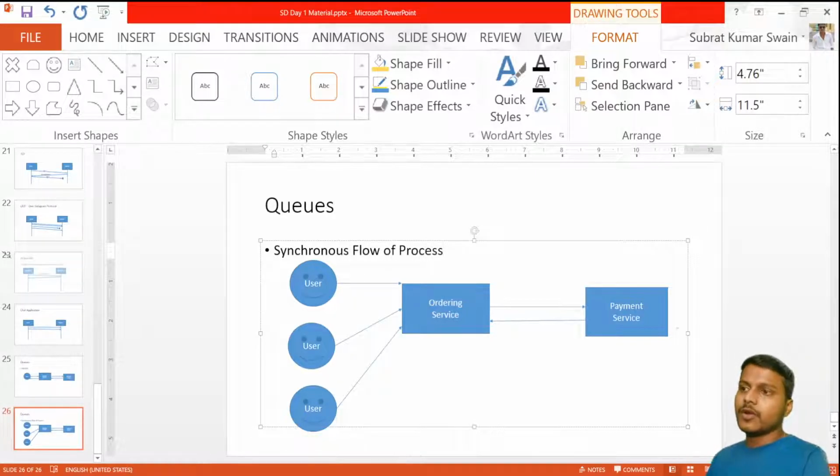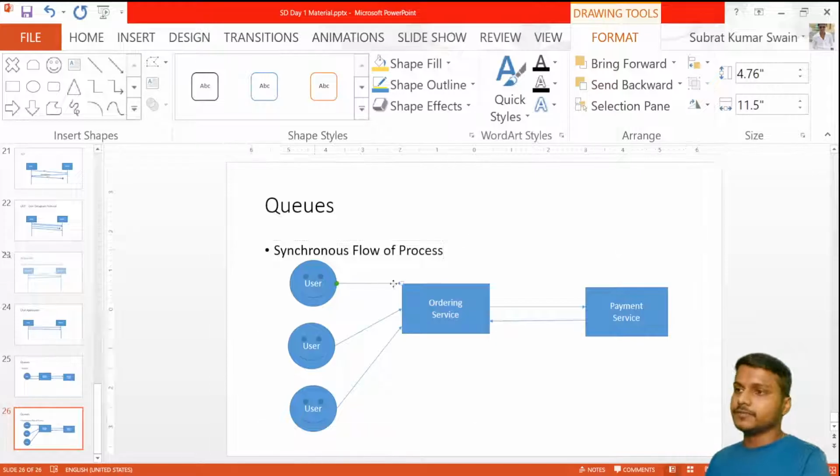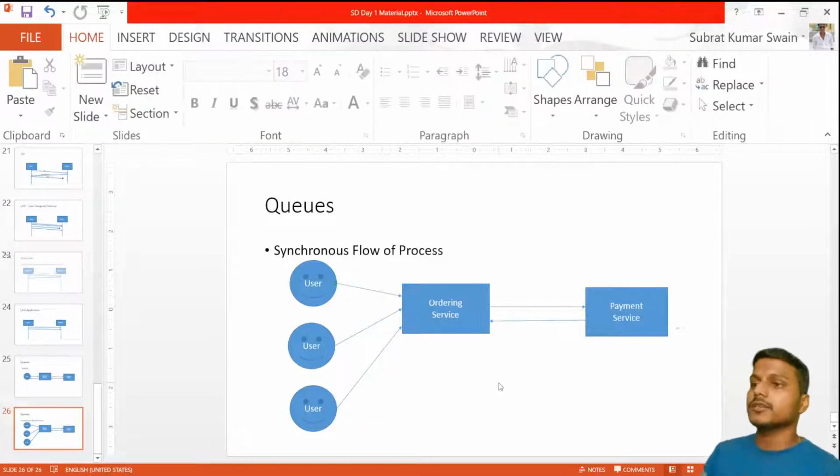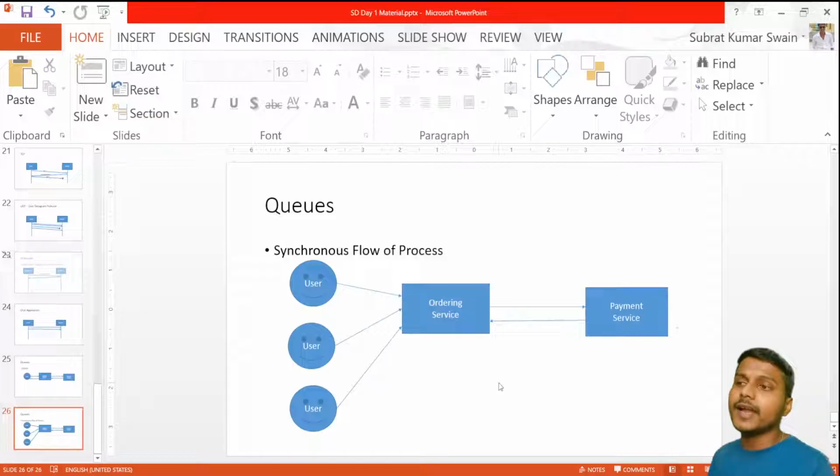See, the ordering service is very fast. It will take up your order and forward the request to the payment service: you have to make so and so payment, and then the rest of the thing will be processed. But usually, guys, the payment service is actually slow.